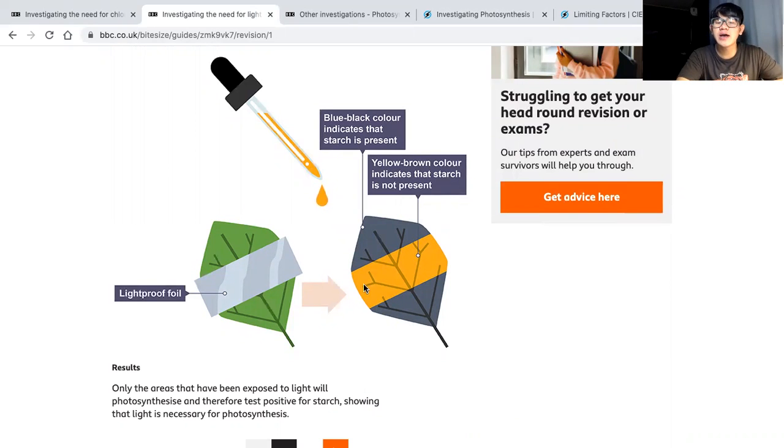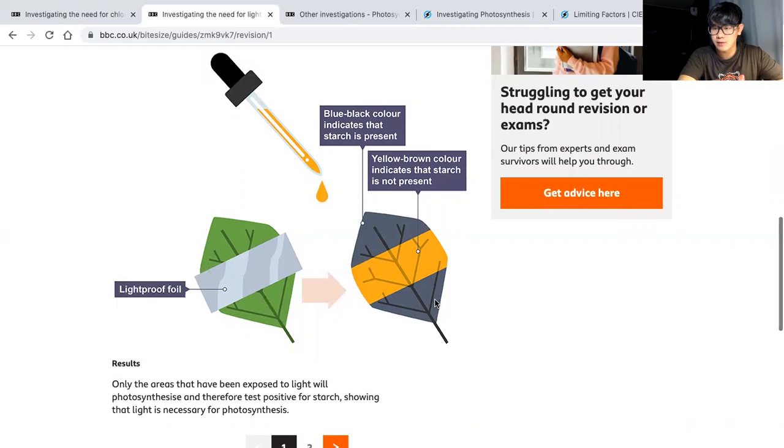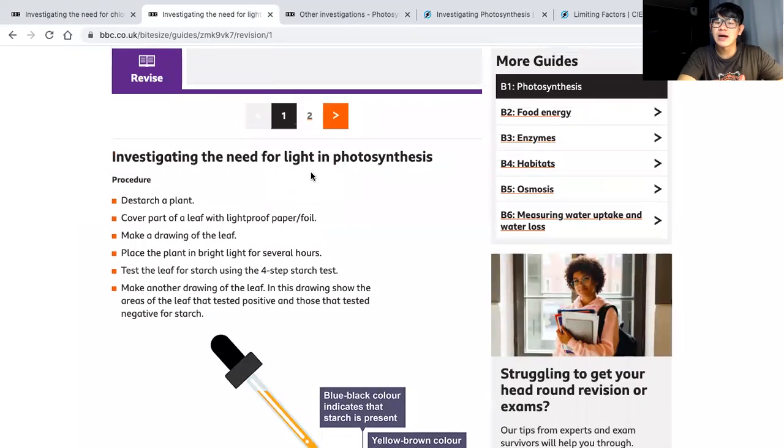Okay. So the area that you covered with lightproof material, like aluminium foil, should remain yellowish brown. Because there is no light, no photosynthesis, therefore no starch. But the area that you did not cover was exposed to sunlight. So exposed to sunlight, they photosynthesize, they make starch. So if you test with iodine, they will turn blue-black here. Okay? So this actually shows that light is needed for photosynthesis.